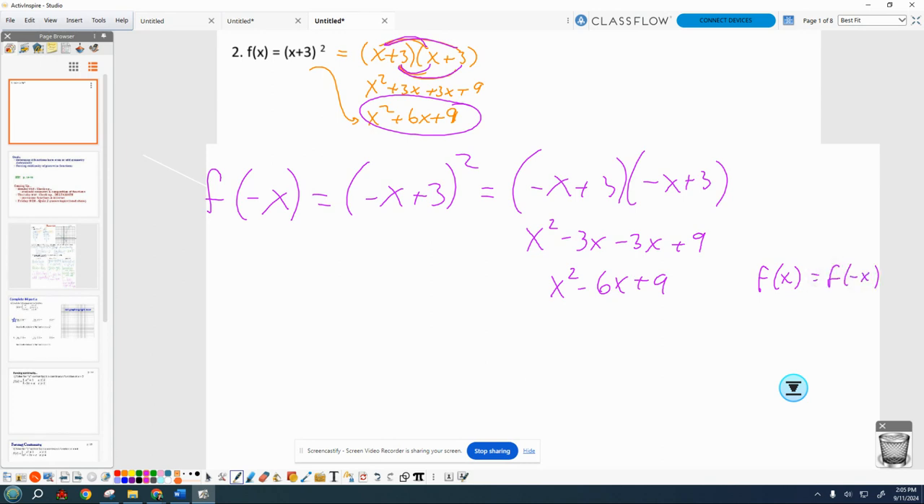Okay, so Maya, does x squared minus 6x plus 9, does my original f of x equal f of negative x? No. No, so it doesn't equal, so what does that mean? We don't know if it's odd yet though. We have to check it. We first just know that it's not even.